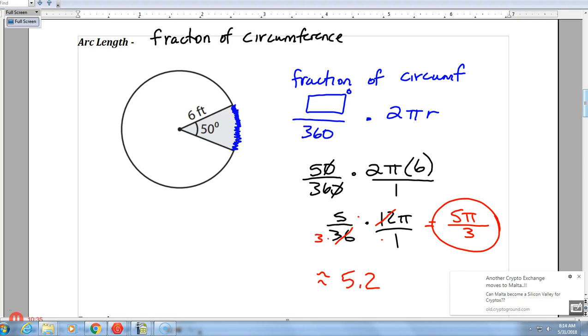My units here are just feet. Sorry about that. Whew. Blew your ears out. 5.2 feet. Yeah, next year they're going to have to deal with that.